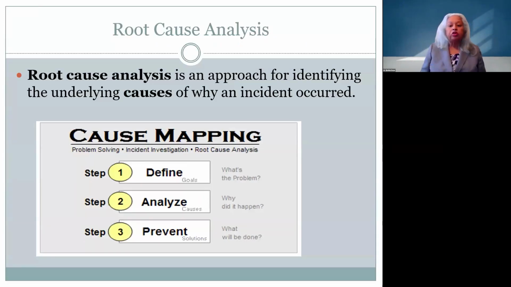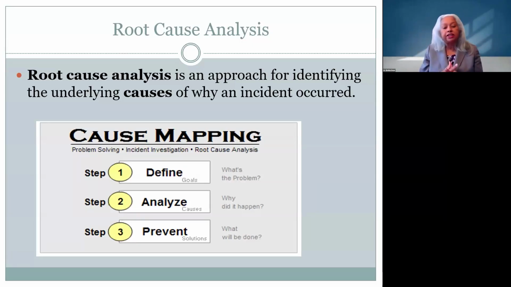So root cause analysis is an approach for identifying underlying causes of why an incident occurred. So first, step one, what is the problem? You've got to define it, define your goals. Then, why did it happen? Analyze the cause of whatever led into this problem happening. Then, what needs to be done? What solution do you need to implement to prevent this from ever happening again in the future?